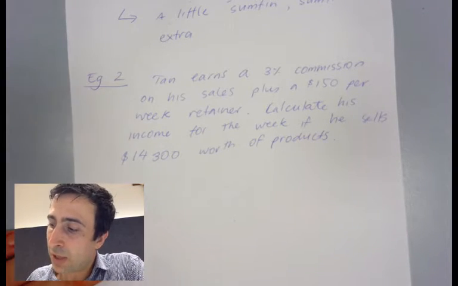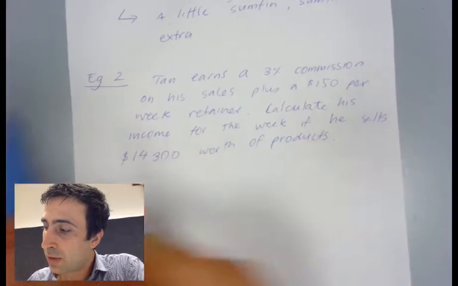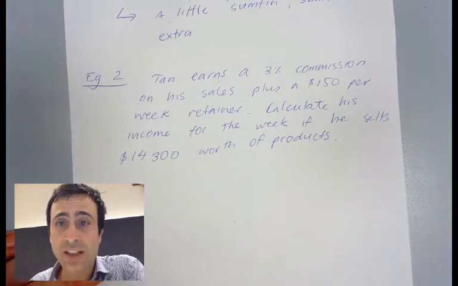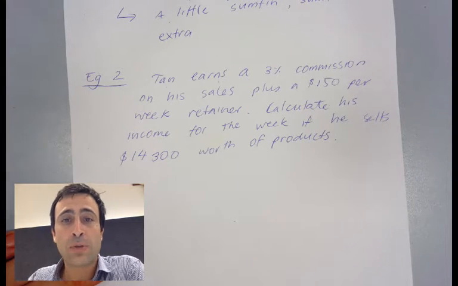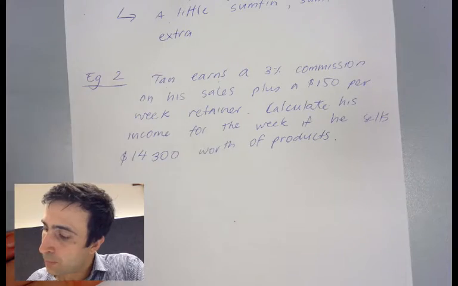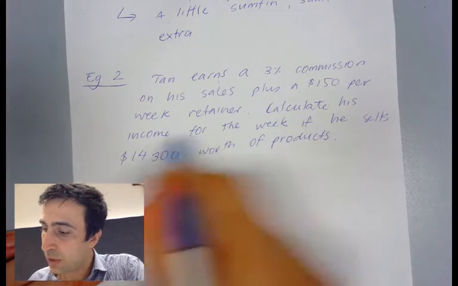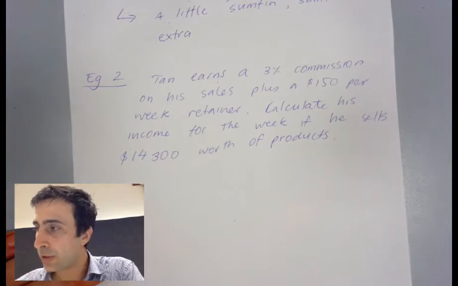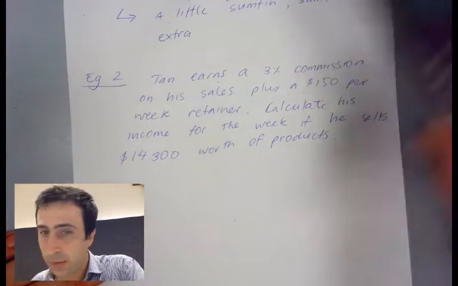So Tan earns a 3% commission on his sales plus $150 per week retainer. So that's a little bit of extra. That $150 is on top of whatever percentage he earns. Calculate his income for the week if he sells $14,300 worth of products. So let's grab our calculator again. We'll clear it from before.